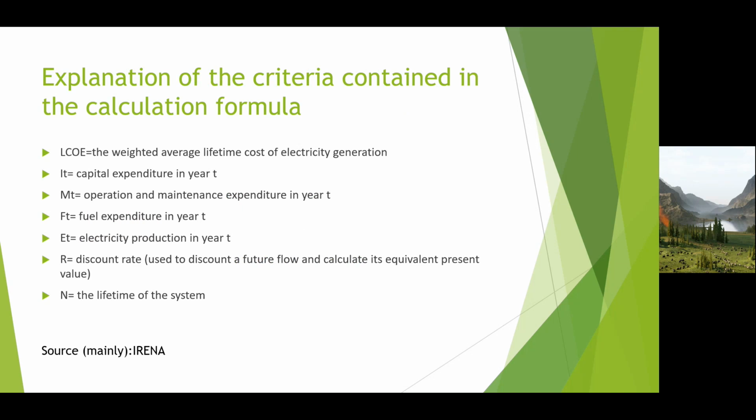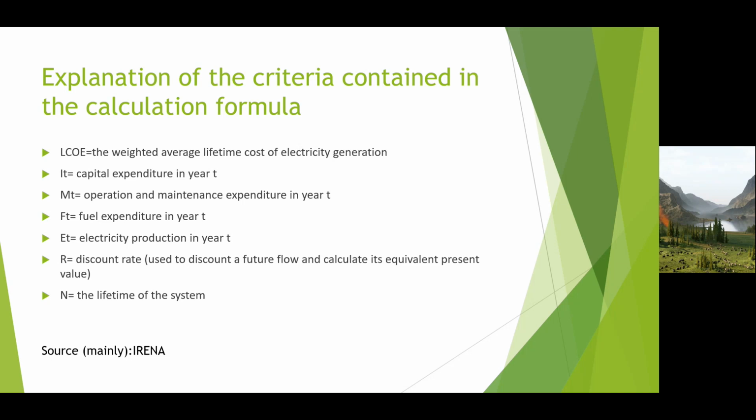Explanation of the criteria contained in the calculation formula. LCOE is a weighted average lifetime cost of electricity generation. IT stands for capital expenditure in year T. MT is the operation and maintenance expenditure in year T. FT, fuel expenditure in year T. AT, electricity production in year T.